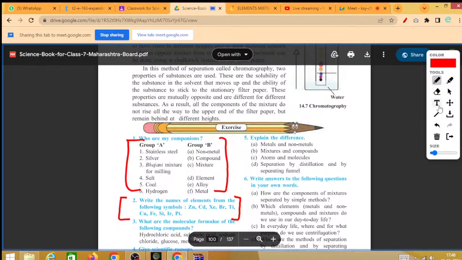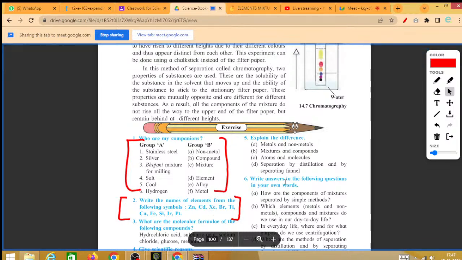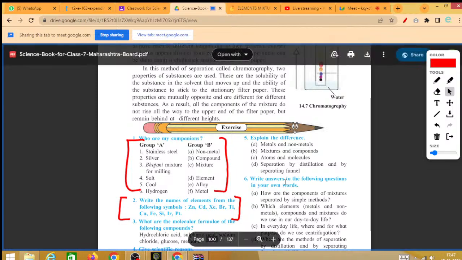Yukti. Second question. Write the names of elements from the following symbols: Zn means zinc, Cd, cadmium, Xe. No, not neon. Xenon. Okay, ma'am. Br. Br means bromine. Ti means titanium.